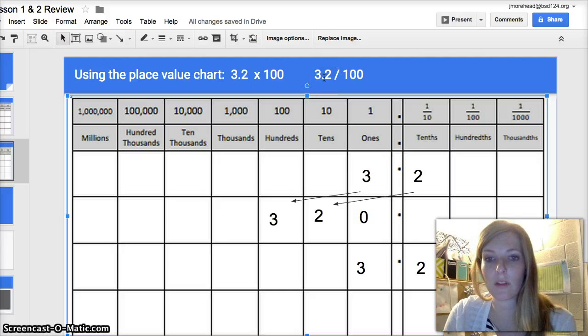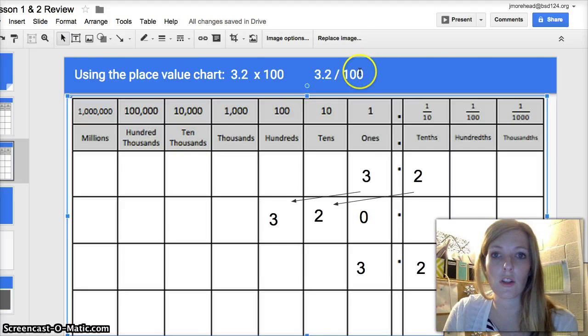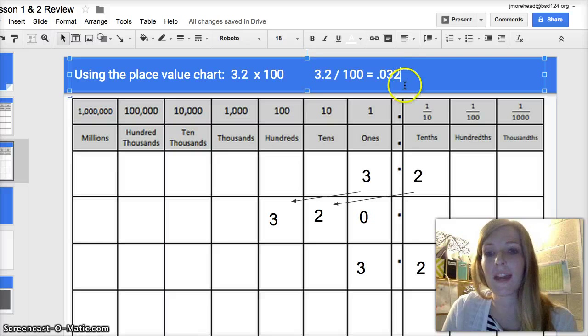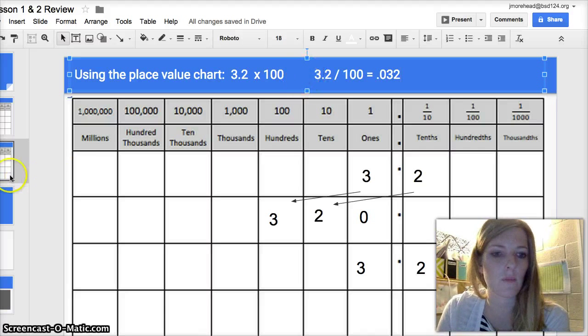My decimal is going to be moving this way. That will make my number smaller. And I know that I'm going to be moving it 2 places because there are 2 zeros, or 10 times 10 is 100, and that's 2. So my final answer should be 32 thousandths. I shift that over 1, 2, and then there's kind of an open space there, so that means I'm going to need to fill that in with a 0.